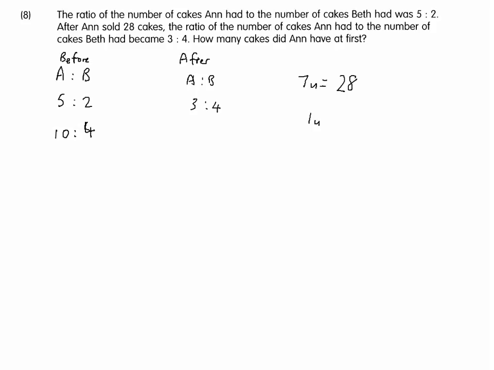How many cakes did Anne have at first? So how many cakes did Anne have at first in terms of units? 10 units. And this will be 40.